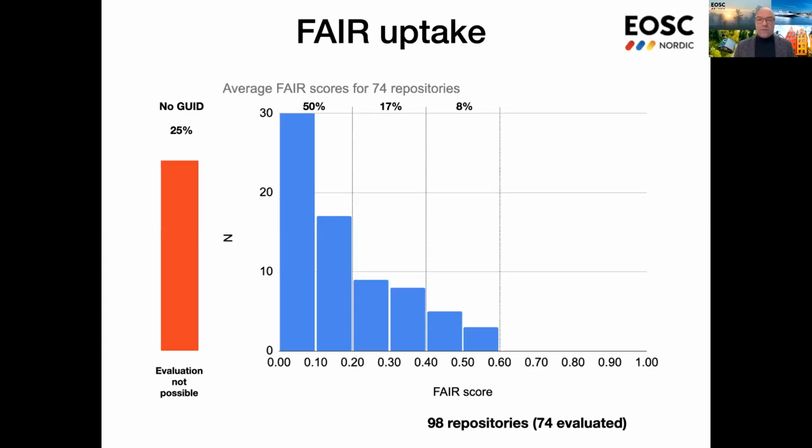So the remaining 74 repositories were evaluated, and these are the results, the FAIR scores for those. So not surprisingly, the majority of the repositories are not very FAIR when it comes to machine actionable metadata. In fact, about 30% have no support for machine actionable metadata at all. This is the leftmost blue column.